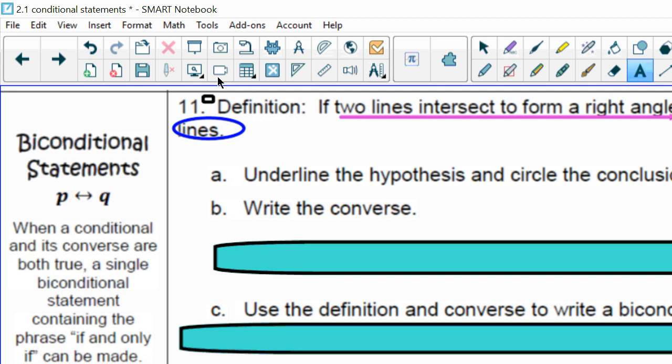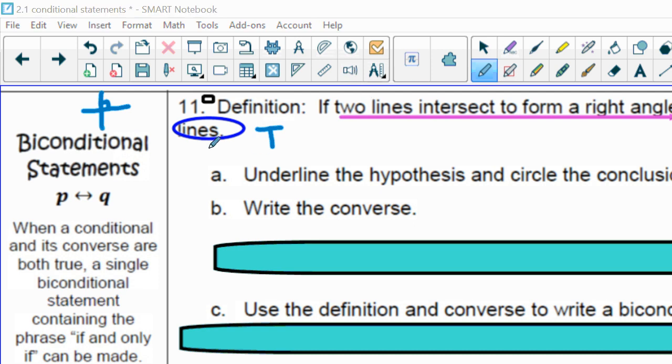So in our definition here, it says if two lines intersect to form a right angle, then they are perpendicular lines. So is that true? If two lines intersect to form a right angle, they are perpendicular lines. This is a true statement. The hypothesis: two lines intersect to form a right angle. The conclusion: they are perpendicular lines.